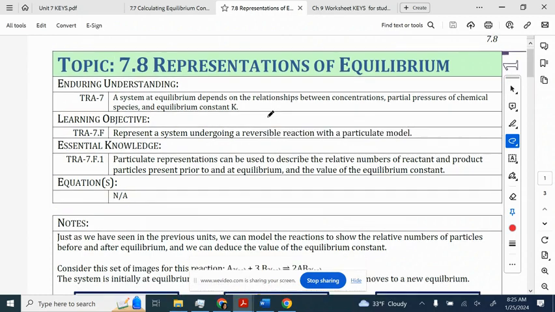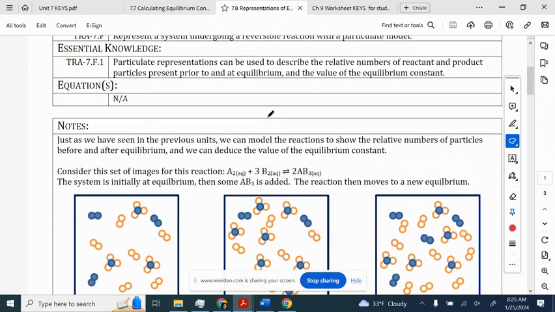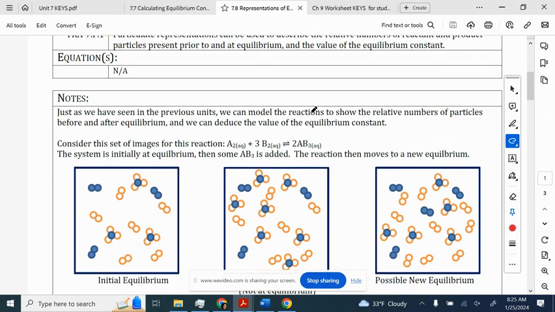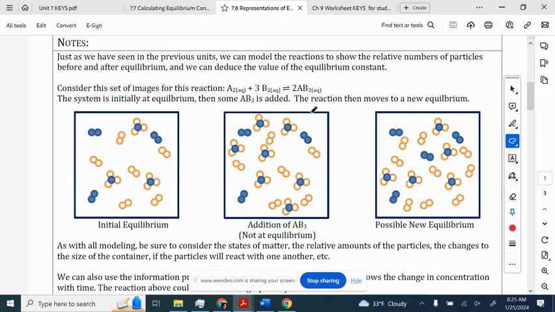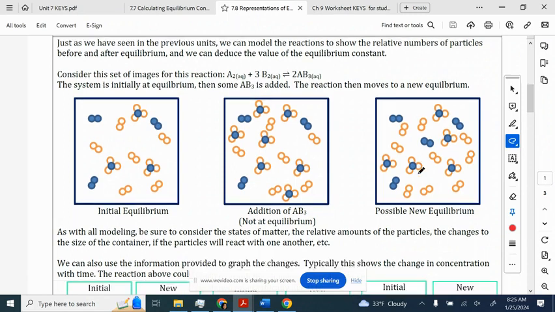We can have representations of this equilibrium as well. Because what's life without representations? They enjoy quite a bit giving you these particle diagrams where you're given initial and then you've got your change, because they're adding some stuff in, and then your new equilibrium is established with more stuff in there. So sometimes they'll do that. Okay.